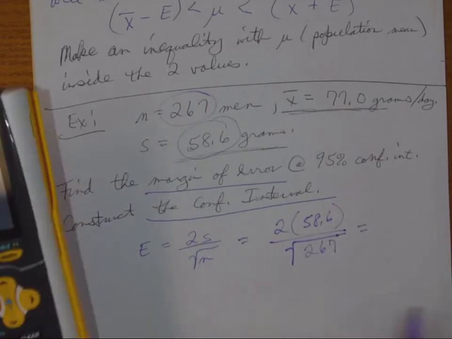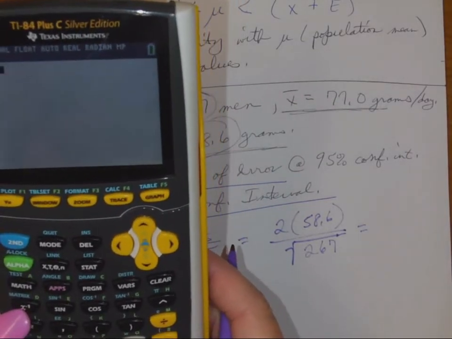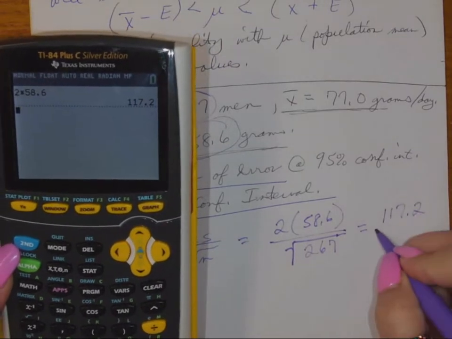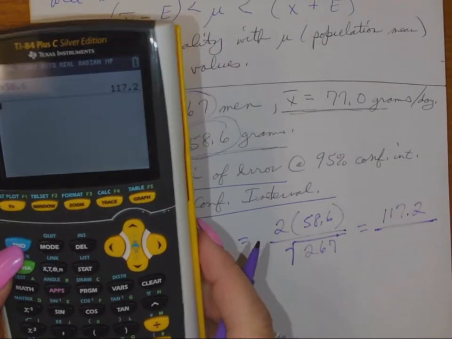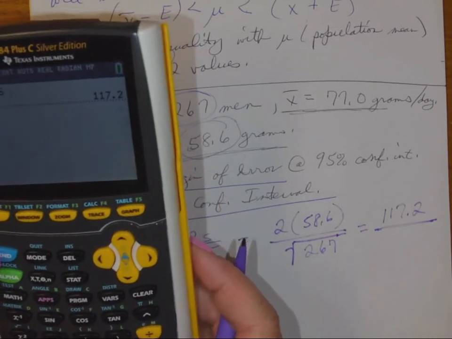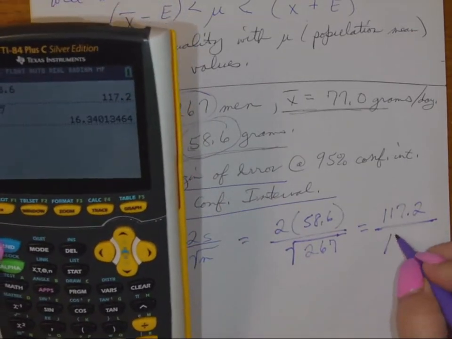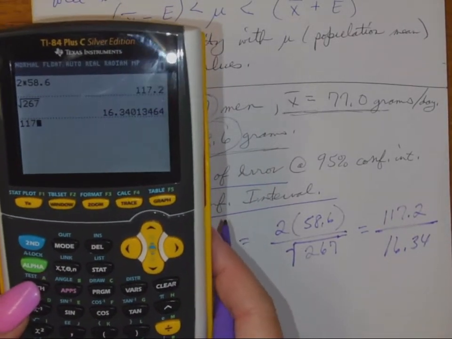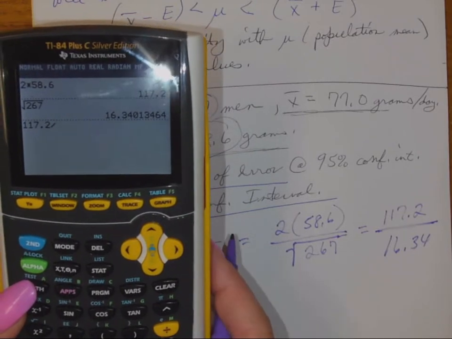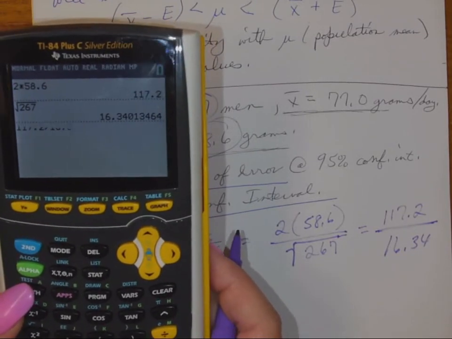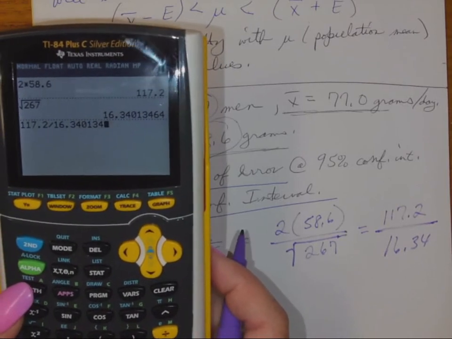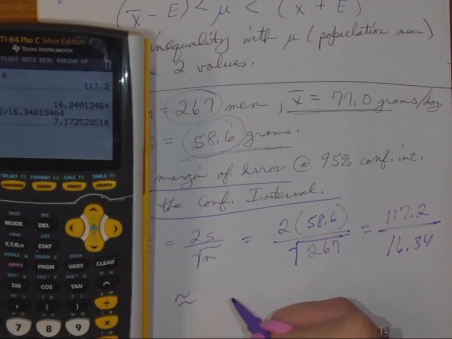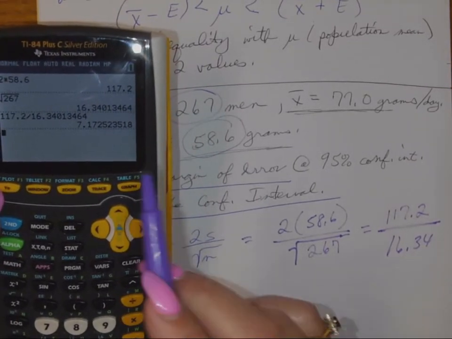And now just make sure you do things in the right order. So I need to do all the multiplying on top, which is 117.2, and I need to take the square root on bottom, so square root 267, 16.34, and then I need to divide. As much as possible, try to keep this stuff in your calculator, so that you don't make little decimal rounding errors too early. So I'm going to punch that in as far out as I can. So this is approximately, now I'm going to round at the end, 7.2.